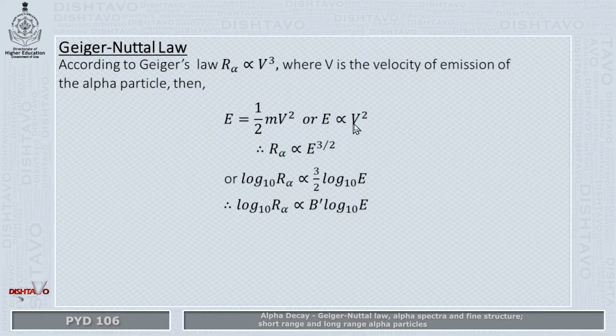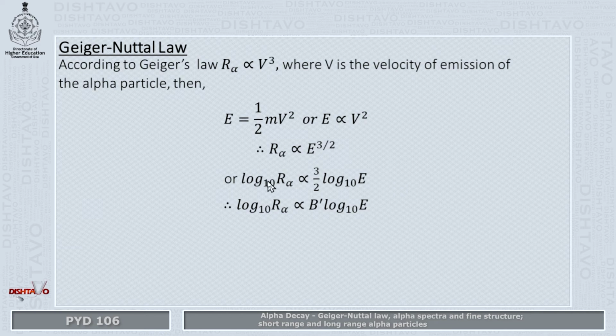So first of all, I need to write the velocity in terms of energy. I find the square root, so I get square root of E directly proportional to v, and then cube on both sides. So I get E raised to 3 upon 2 directly proportional to the cube of the velocity, and then substitute it back in the range. So I'll get range directly proportional to E raised to 3 by 2.